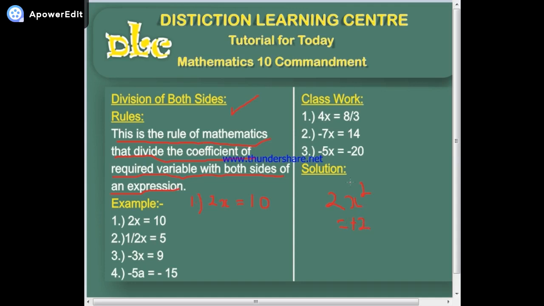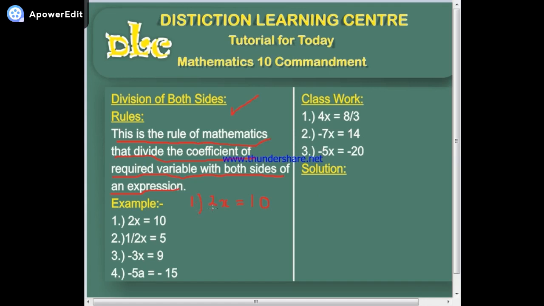Do you know how we get that coefficient? Anything at the back of the required variable will be your coefficient. The required variable is s squared, because the question asks for the coefficient of s squared, and the thing at the back of that s squared is 2, which is plus 2. That is what we call the coefficient.